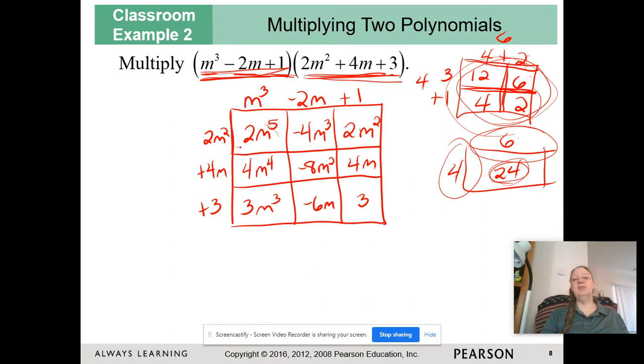Once I've filled in each of these pieces, then I'm going to combine like terms. So I've got 2m to the 5th, and so I've got that one. And I've got a 4m to the 4th. Okay. And I've got a negative 4m cubed and a positive 3m cubed. So altogether, I have negative 1m cubed. That's those. My m squareds, I have negative 6 of them. I've got negative 2m and 3.